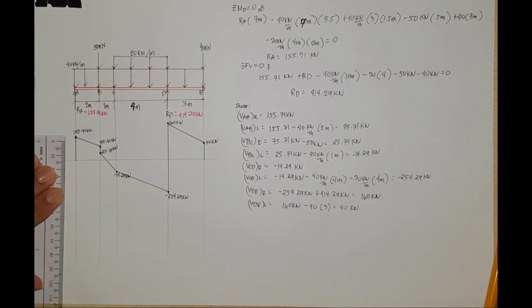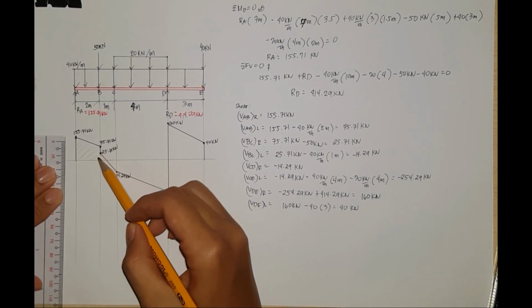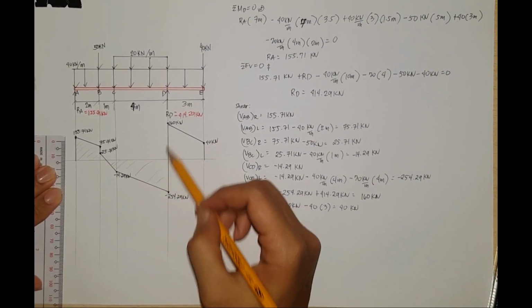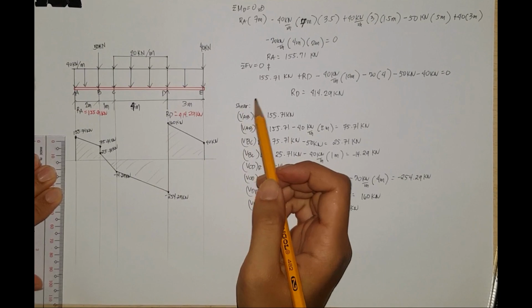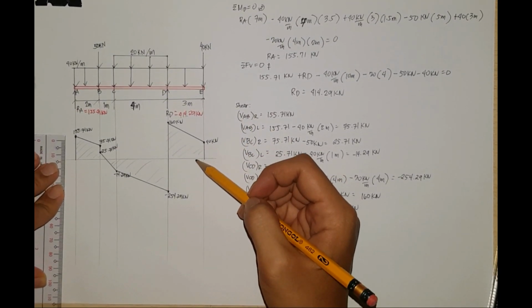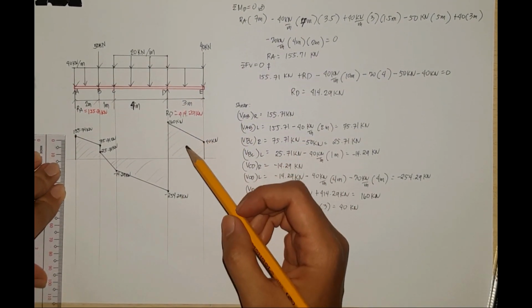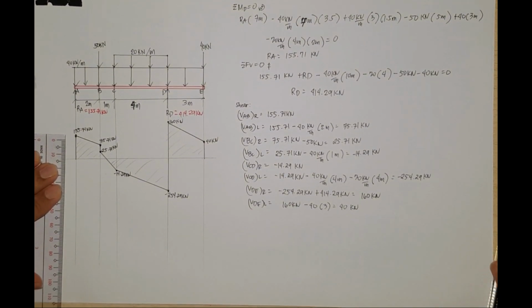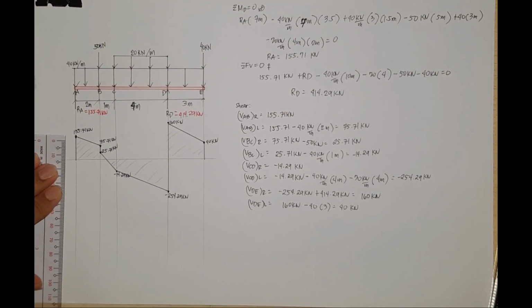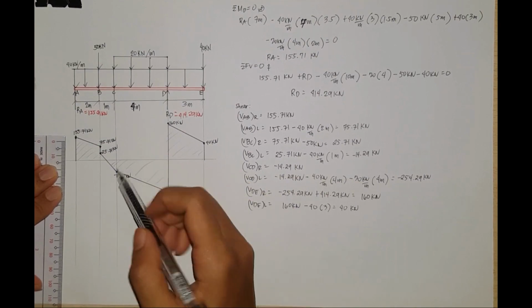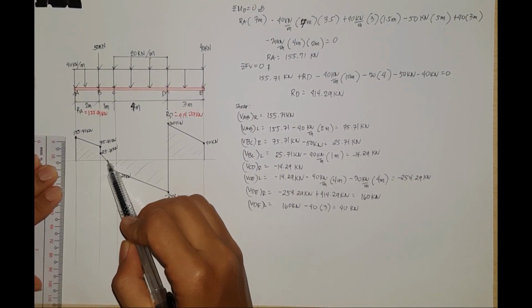So, this is the illustration of our shear diagram. Next, let's determine the position of our zero shear. The zero shear is located at this part.